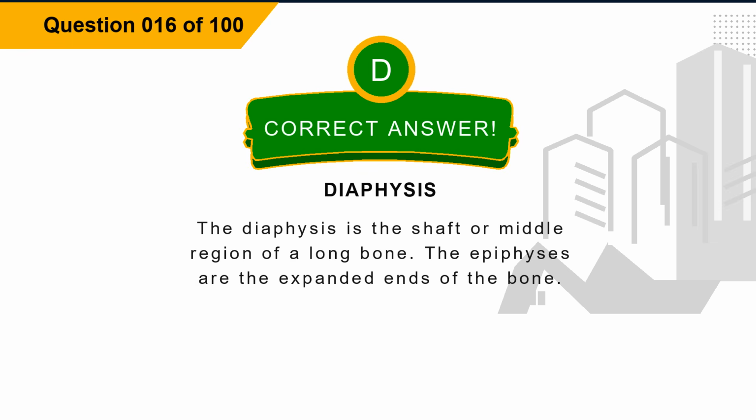The correct answer is option D, diaphysis. Explanation. The diaphysis is the shaft or middle region of a long bone. The epiphyses are the expanded ends of the bone.